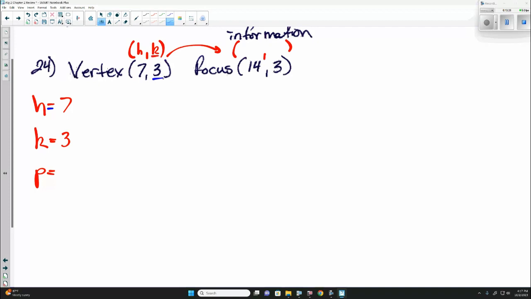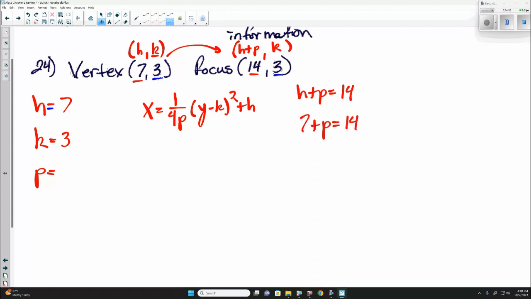Now since the vertex y values are 3 and 3, k doesn't change. We didn't add anything to it. But the h value went from 7 to 14. We added something to it. So we're saying that the focus in the general form is h plus p comma k, which means our equation is going to come in the form of x equals 1 over 4p times y minus k squared plus h. It also told us that h plus p is equal to 14.